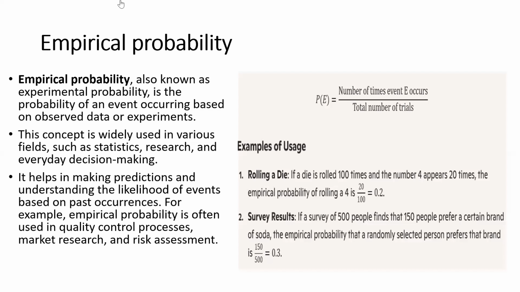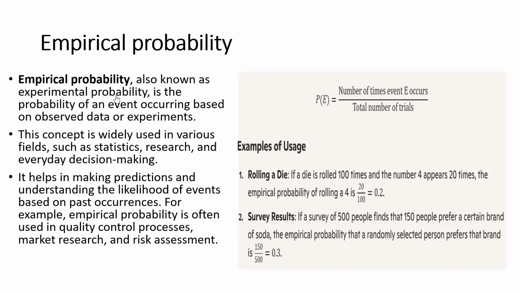Empirical is known as the experimental probability. The probability of an event occurring based on observed data or experiments. So rolling a die, if I roll it 100 times and the number 4 appears 20 times, I'll say based on the experiment that I conducted, 4 came 20 times out of 100. So theoretically, 4 should have come 1 by 6 times. When I conduct the experiment, 4 came 20 times.